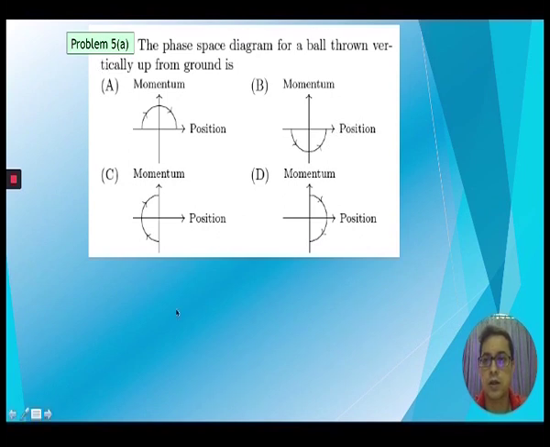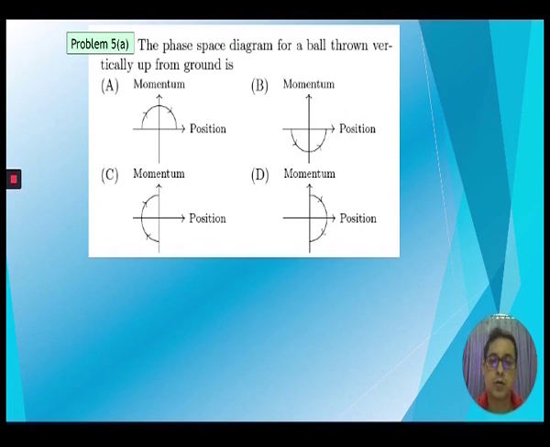What they are asking, there are actually three questions based on this concept. The first question is this: the phase space diagram for a ball thrown vertically up from the ground is. There are four options they are giving, so out of these four options, which one is the proper trajectory? Okay, so the ball is basically thrown up vertically from the ground.